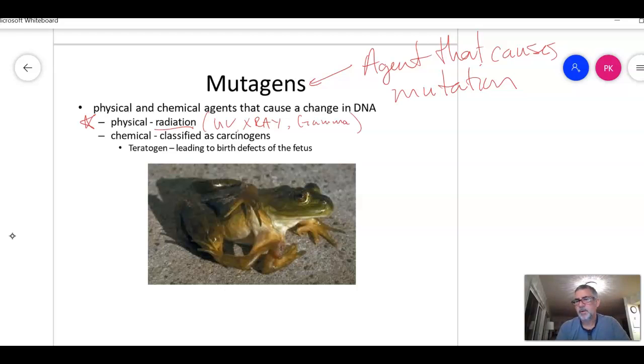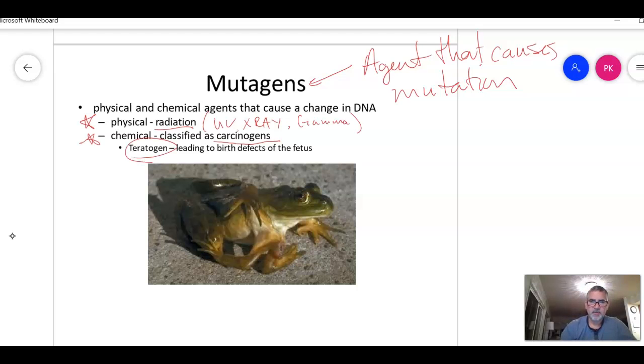It gives you sunburn, and then if you get too much of it over time, it can cause skin cancer, right? And remember, cancer is caused by these point mutations, right, in your DNA. And then chemical. So a chemical mutagen is called a carcinogen, right? So they say cigarettes have many carcinogens, and that's why cigarettes cause cancer. So they're chemical. If the agent causes birth defects, it's called a teratogen.